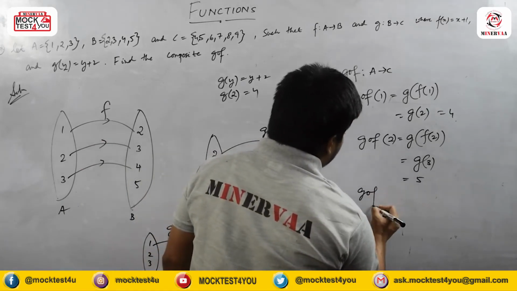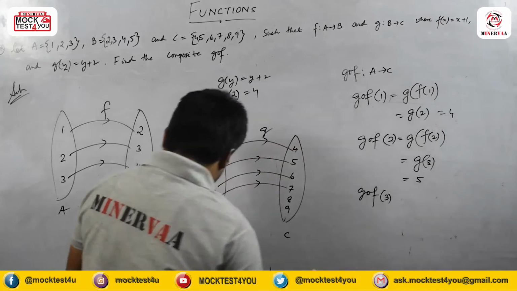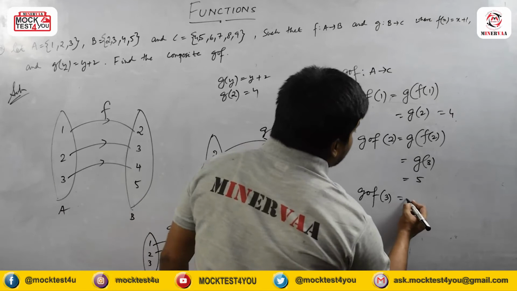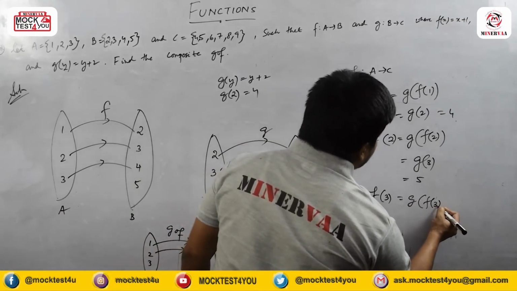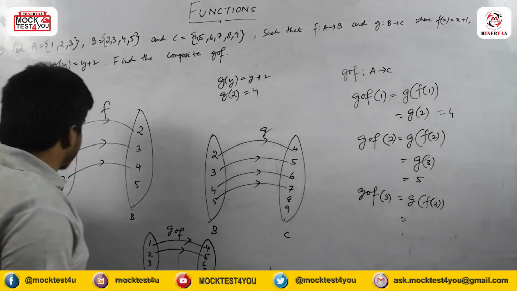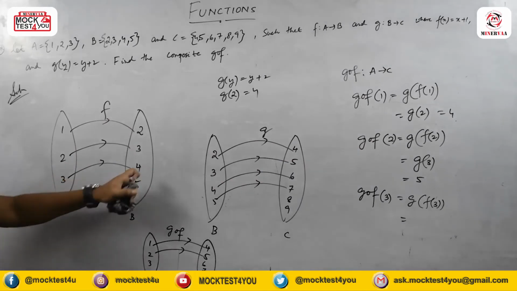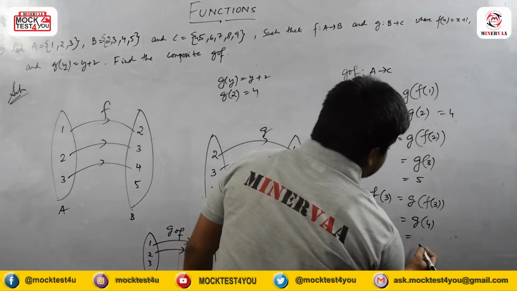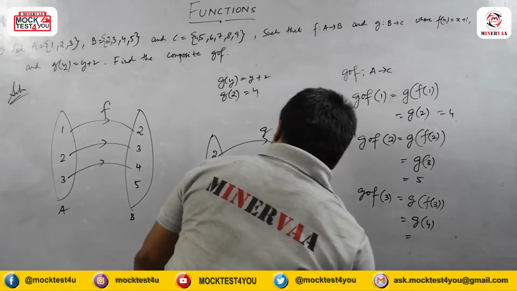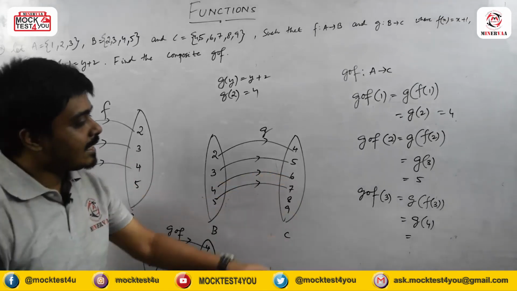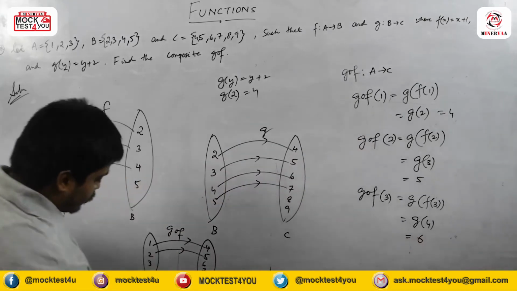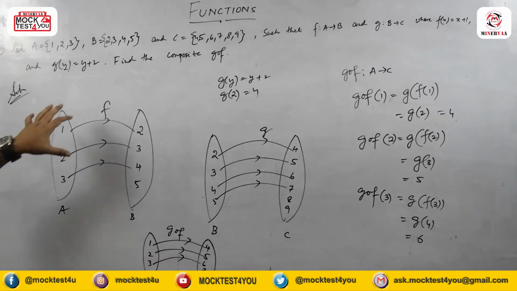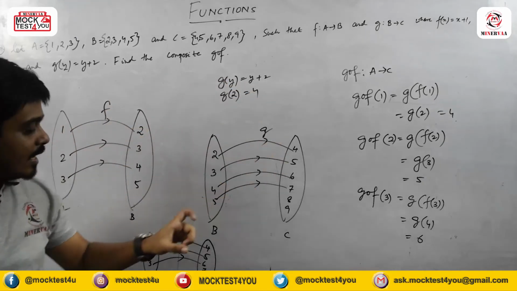Now g of f of 3. 2 is mapped with 5. And g of f of 3 is equal to what? f of 3, from here, is 4. So I will write g of 4. g of 4 is 6. So this one will be 6. Here I will map 3 with 6. So this is how we find the composition of two functions f and g, that is g of f.